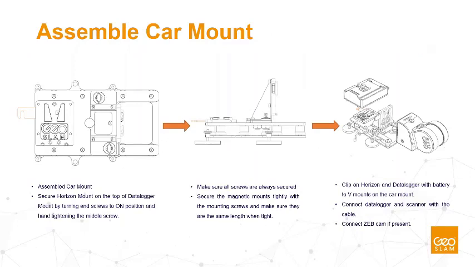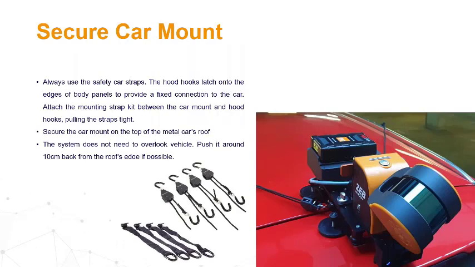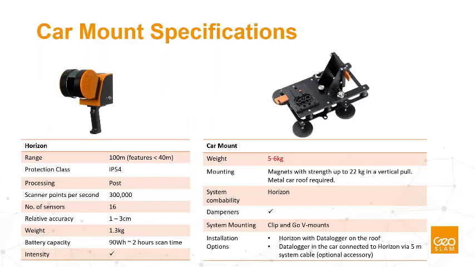Of course, we will provide you all support when you want to mount the Horizon on top of your car. Just a reminder, it needs to be a metal car roof out of the simple fact that it's a magnetic mount, and we take care also of safety. So we are delivering it with safety car straps in order to really be sure that the equipment is fixed on the roof of the car, which is of course very important.